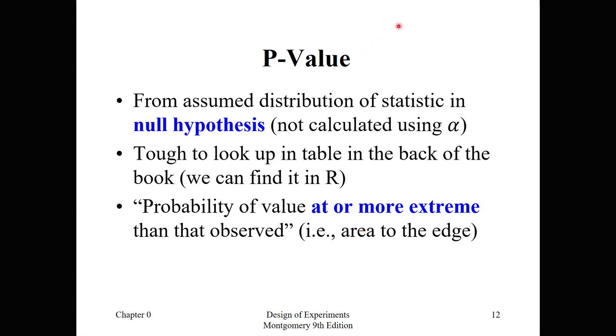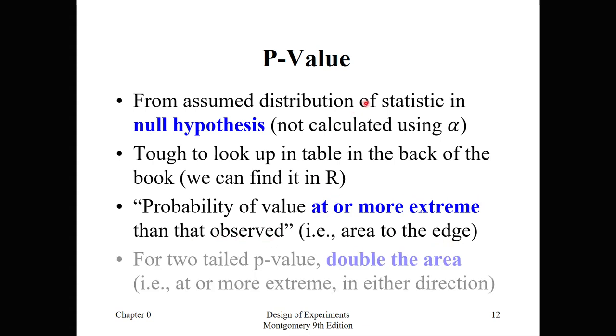So if you've got a curve and you've got your test statistic, you no longer have a critical value that specifies a critical region. You've got your curve and your test statistic, and now you're looking at the area towards the edge. If you're on the top, towards the right; if you're on the bottom, towards the left. So it's the area to the edge, at or more extreme than what you observed in your test statistic. Now for a two-tailed p-value, we need to double that area, so at or more extreme in either direction. If we're looking at two-tailed, on the top, it's at or more extreme in the top direction, but then it's times 2 because it could be that or more extreme in the bottom direction as well.